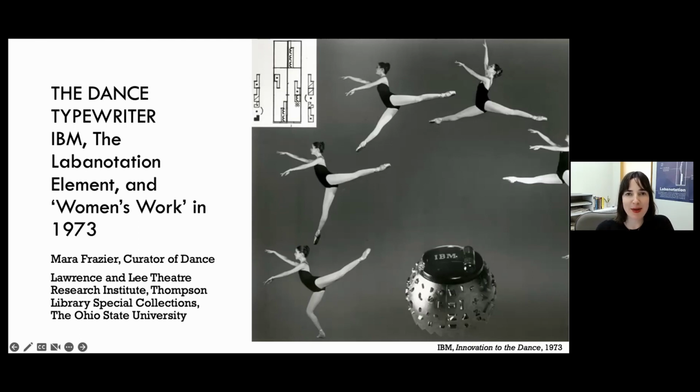IBM released a Laban notation typing element for its popular Selectric typewriter in 1973 with the help of the Dance Notation Bureau. Though this dance typewriter never took off, we are going to look at what its development, public image, and function show us about women's work in dance notation.